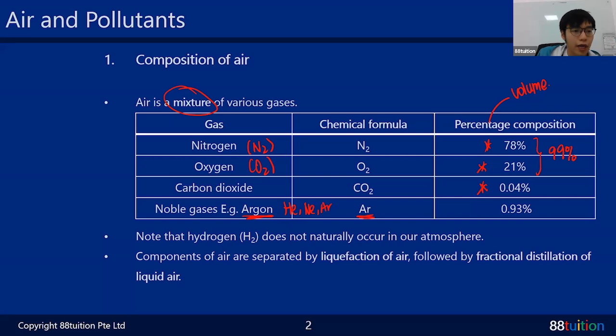There are a few notes that I hope you can remember, which are general mistakes I see students making over the years. Number one, hydrogen gas is actually not naturally occurring in our air. Remember that hydrogen is not part of our atmosphere. Next, since air is a mixture, there is a way to separate out its components. The method is as follows: you need to liquefy the air first, the liquefaction of air, followed by fractional distillation. So these two steps.